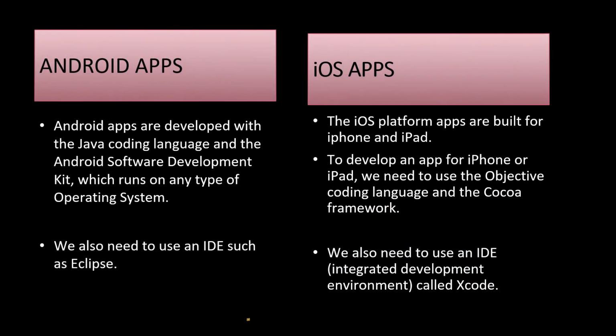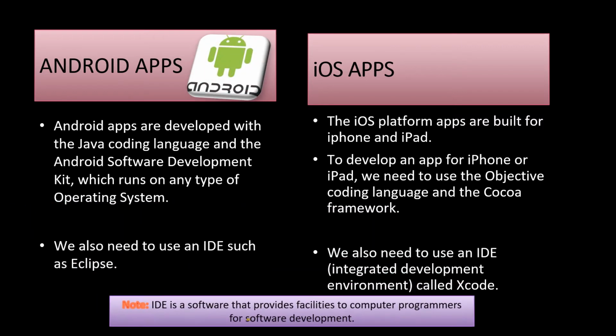Let us see the difference between Android apps and iOS apps. For developing Android apps, we will be needing Java coding language and the Android software development kit. Such apps can run on any operating system. We will also need an IDE known as Eclipse. What is an IDE? IDE is a software that provides facilities to computer programmers for software development.